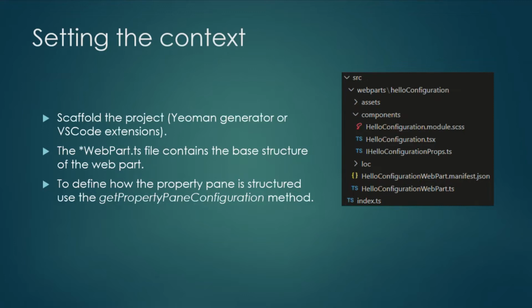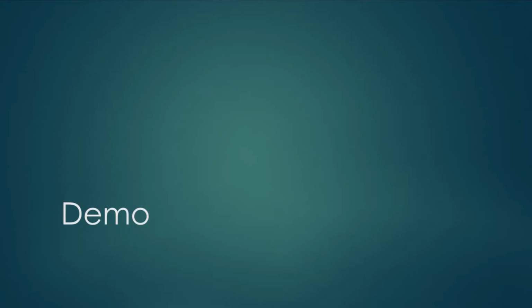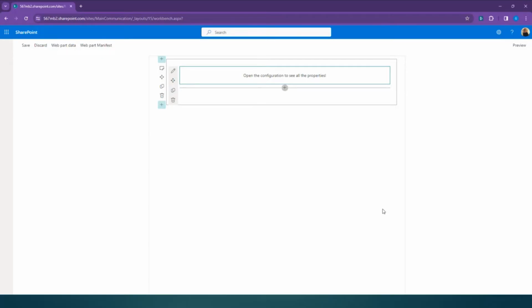And with my demo, I wanted to point out the webpart.ts file, which is the main entry point for the web parts. And inside of that file, we'll see the getPropertyPaneConfiguration method, which allows you to define what's inside the property pane. So let's switch to the demo.